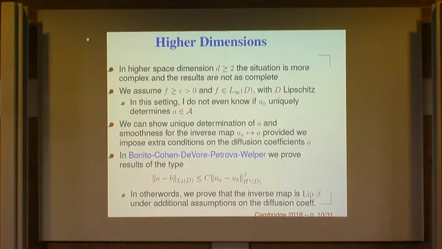However, what I can prove is if you start to assume a little bit more about A and B, a little bit of regularity, then I can prove that the inverse map is unique. And in fact, you have a stability. So this kind of result holds for D bigger than 2. The exact value of beta is going to depend on the additional regularity you impose on the diffusion coefficients.